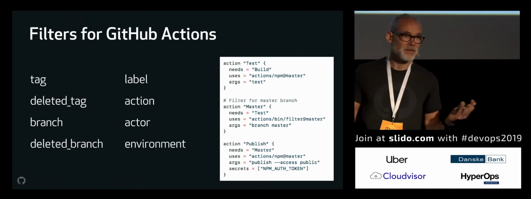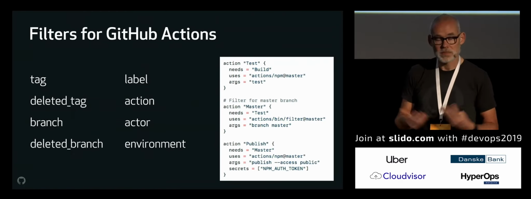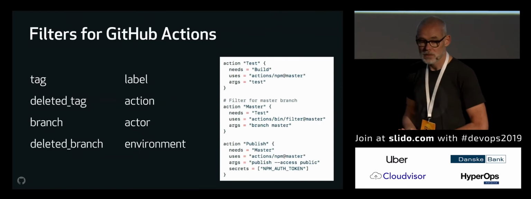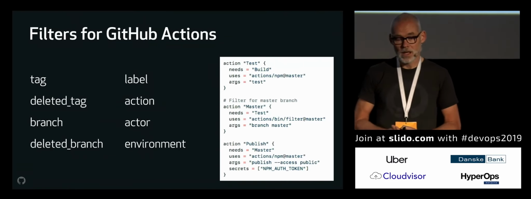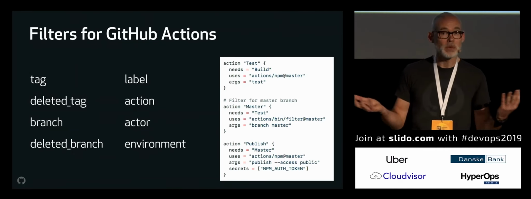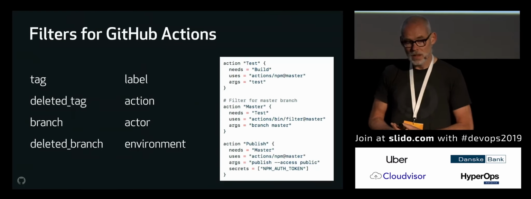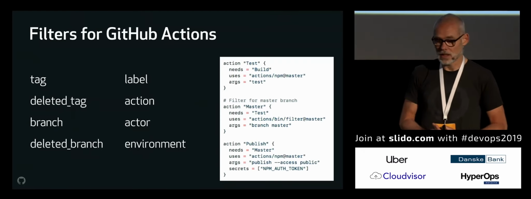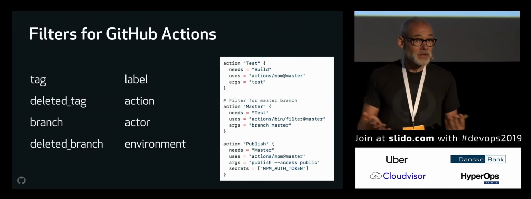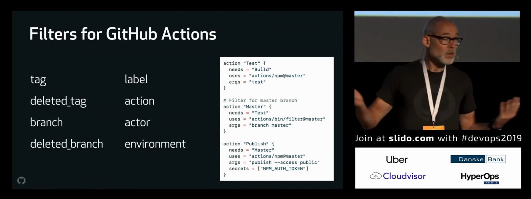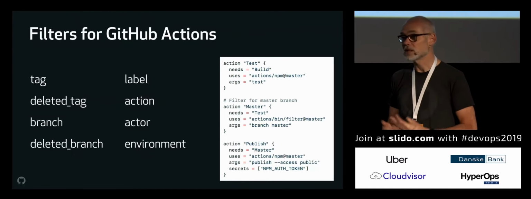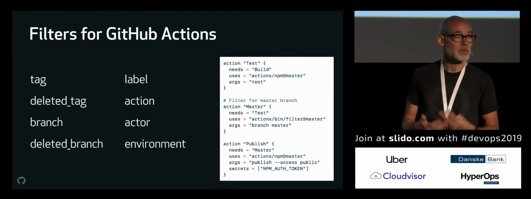So you can use a tag filter, so if some tag is applied or some tag is deleted. The branch I already talked about, when a branch is deleted. You can trigger by label, so if some label is added or updated or removed, for example. You can also use the action. I'll show you in a sec how that works. And then you can use the actor, so the user that triggered the workflow, for example. And you can also use the environment, so whether an environment is like development or staging or production.